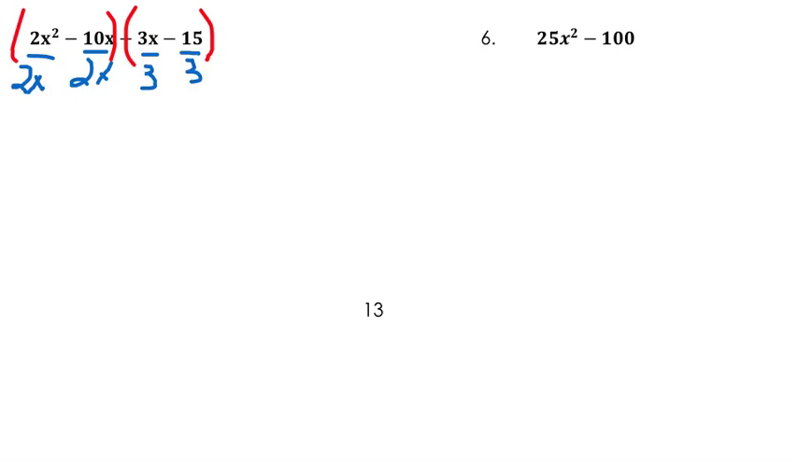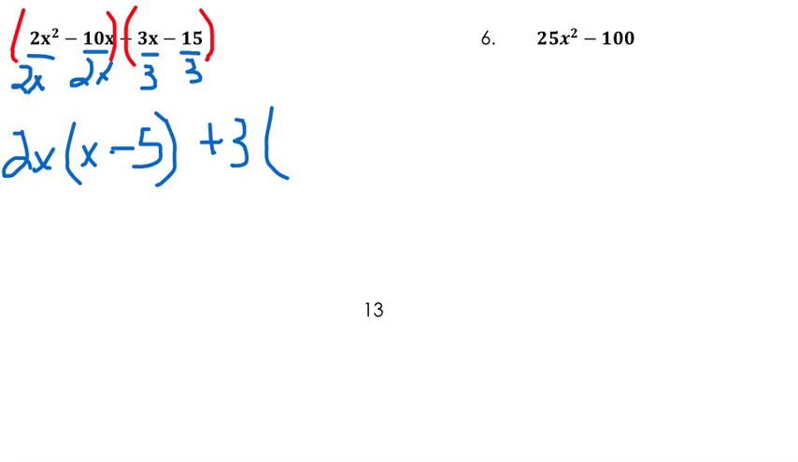So for my first one, I got my 2x out front, and then when I do my division, I'm left with an x minus 5. Hopefully we get the same for our second terms. So when I pull out that 3, I'm left with a positive 3 times, and I have an x minus 5 when I do my division. Perfect. My parentheses match up. We're good to go.